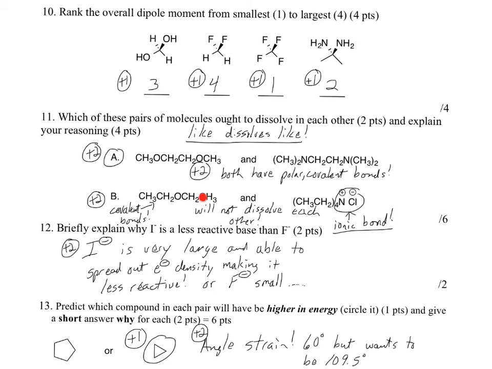Here we have diethyl ether and a salt, an ionic bond. They shouldn't dissolve in each other. The salt would dissolve in water, but it's probably not going to dissolve in diethyl ether. An ionic bond, like dissolves like: this has charges, this does not.